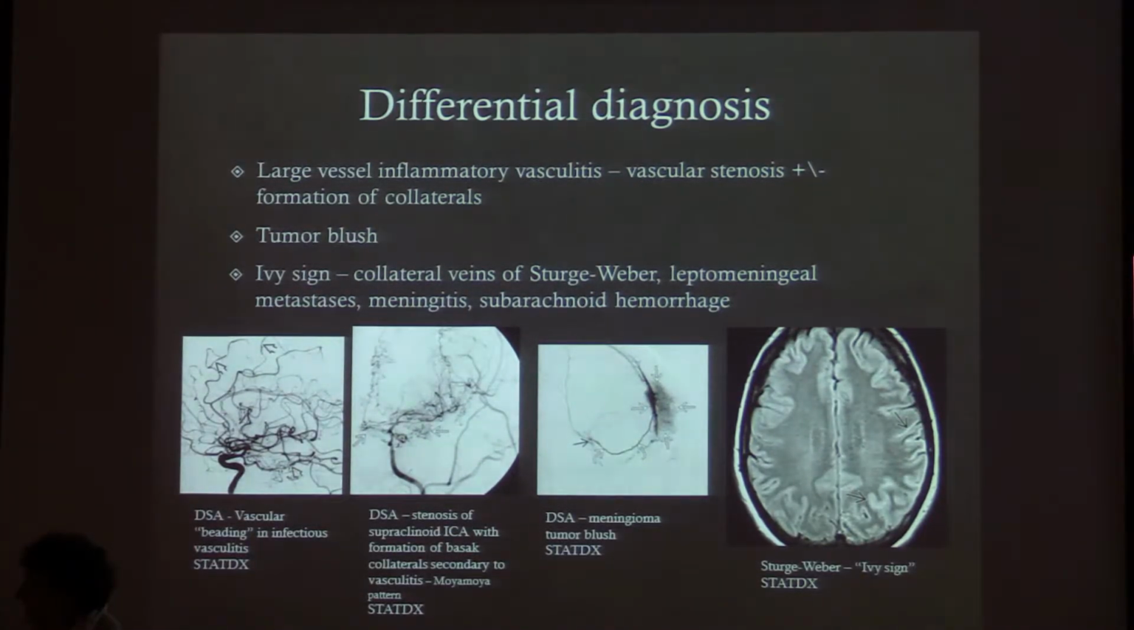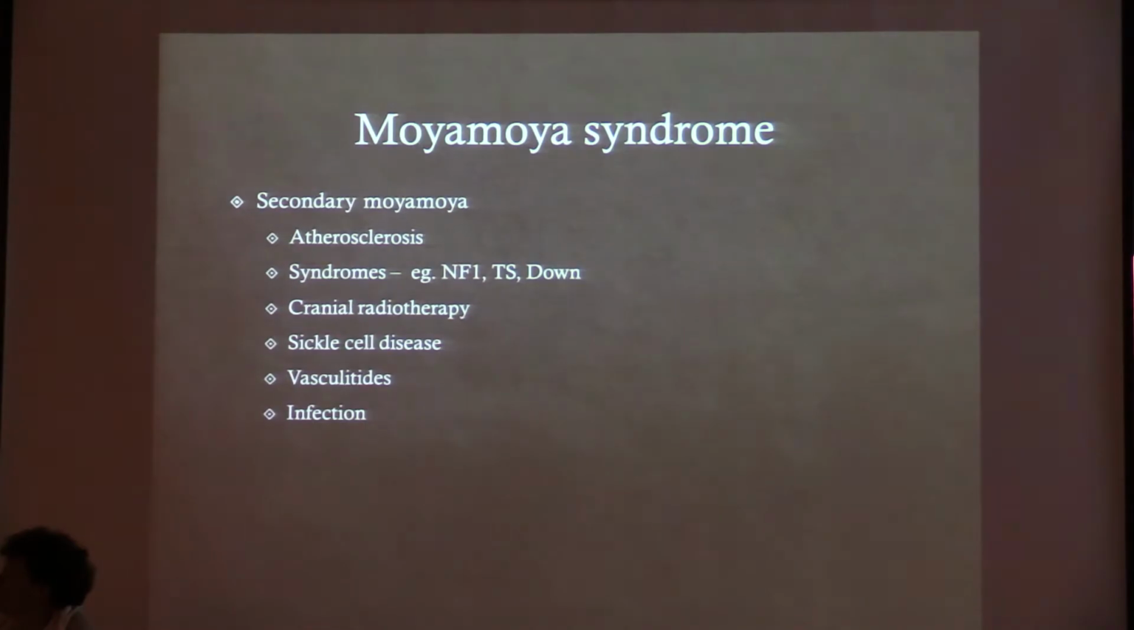For the differential diagnosis, there is large vessel inflammatory vasculitis, all the subtypes, in which we could see vascular stenosis, usually in the more distal areas of the vessels. A tumor blush, like you can see in the third image from the left, in the case of meningioma. The ivy sign could be seen in Sturge-Weber syndrome, leptomeningeal metastasis, meningitis, and subarachnoid hemorrhage. Another entity is Moyamoya syndrome, which is usually secondary to other diseases, as you can see in this slide.